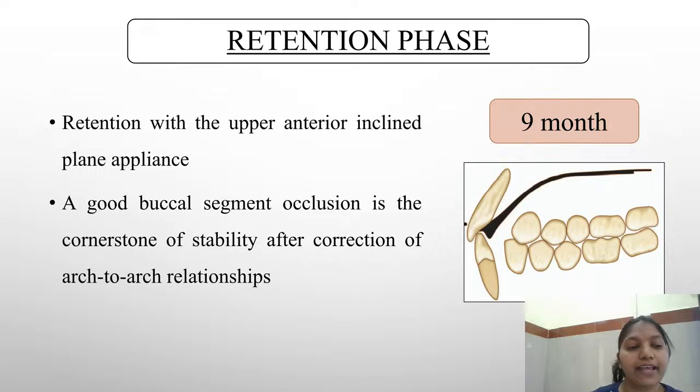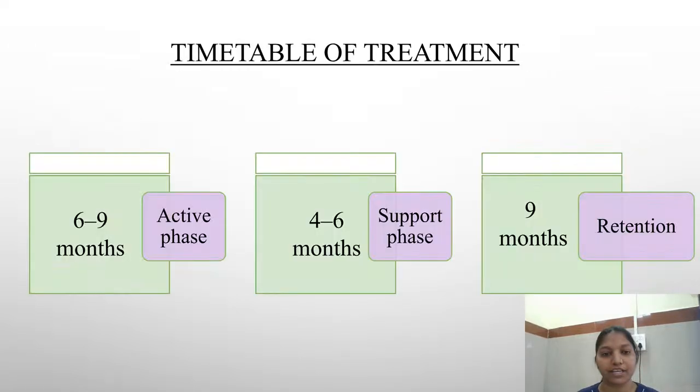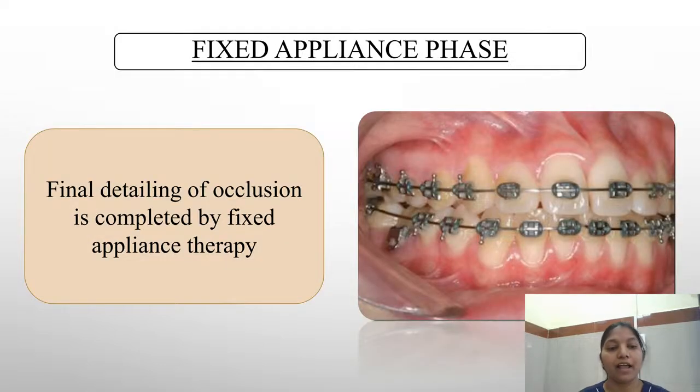Then a retention phase. The retention phase is followed using the upper anterior inclined plane appliance, and it lasts for 9 months. This is the duration of the treatment: active phase for 6 to 9 months, support phase for 4 to 6 months, and the retention phase for 9 months. After that, the fixed appliance phase is there, where the final detailing of the occlusion is completed by giving the fixed appliance therapy.